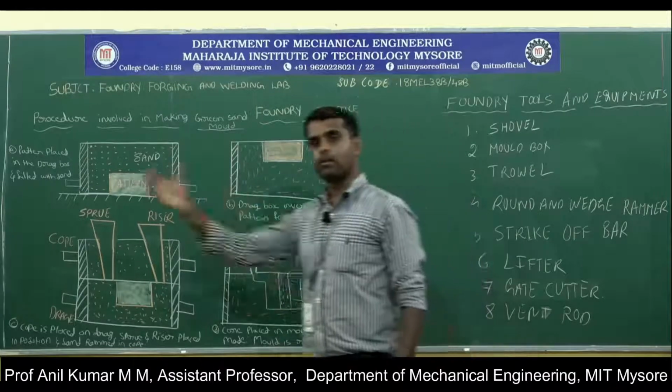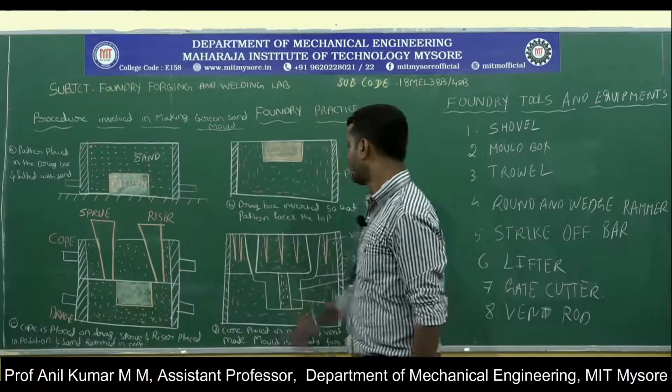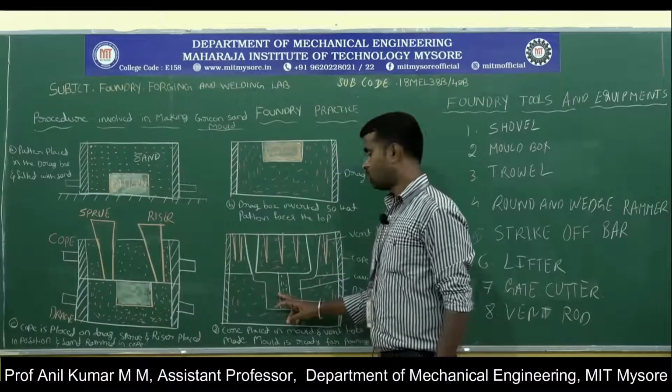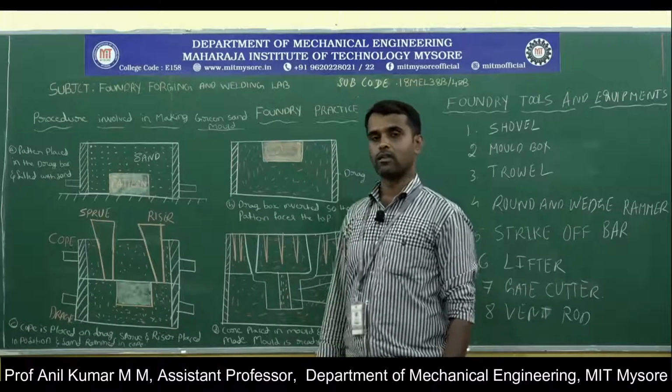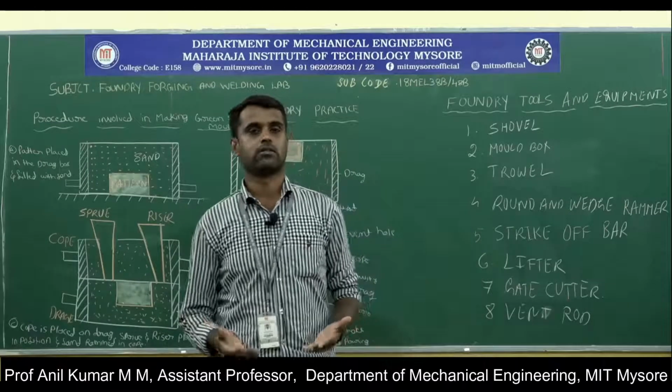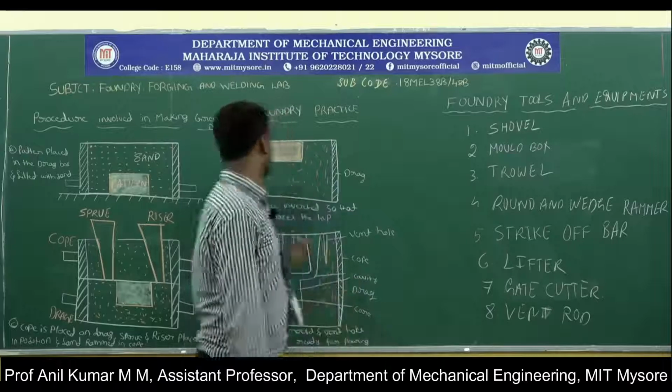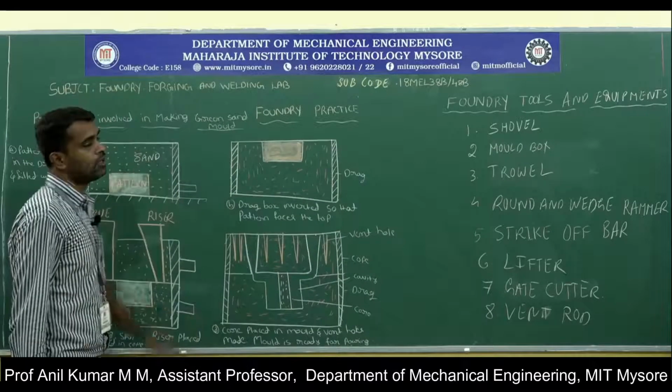Now we can melt the material in a furnace, and that molten metal is poured into the mold cavity and allowed to solidify. We will get the required casting, of the required size and shape. Okay, these are the steps you have to follow for making the green sand mold.